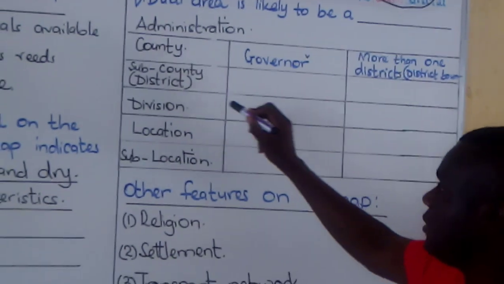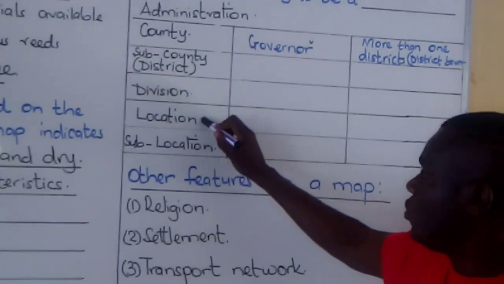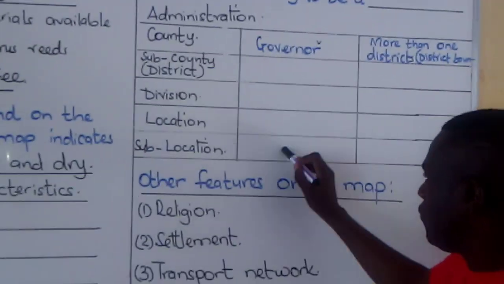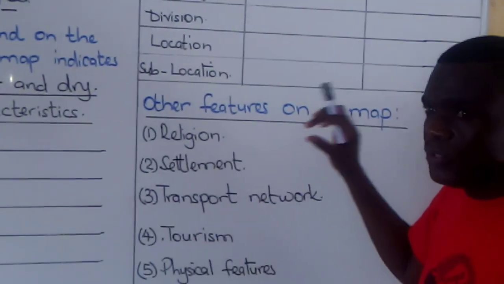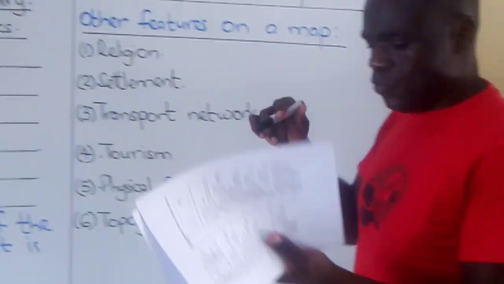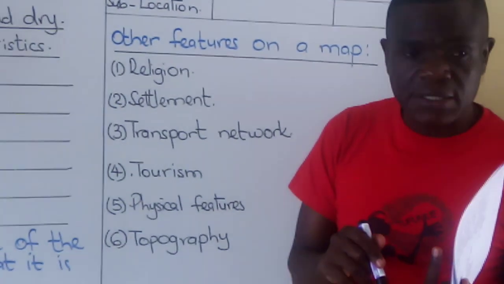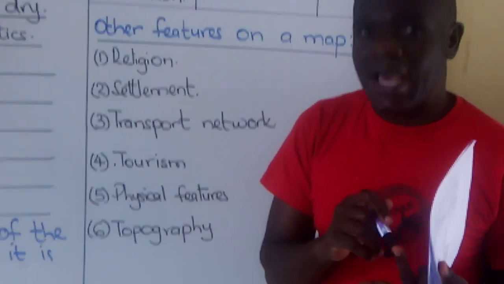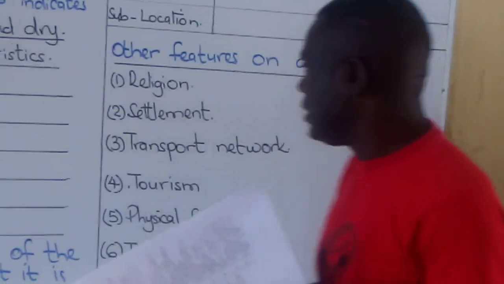And then we've got a division. You're going to fill for me here and there. A location, you're going to fill for me here and there. A sub-location, you're going to fill for me here and there. Then, on the political boundaries, I want you to tell me the name of the area led by the member of parliament, and the name of the area led by the member of county assembly.